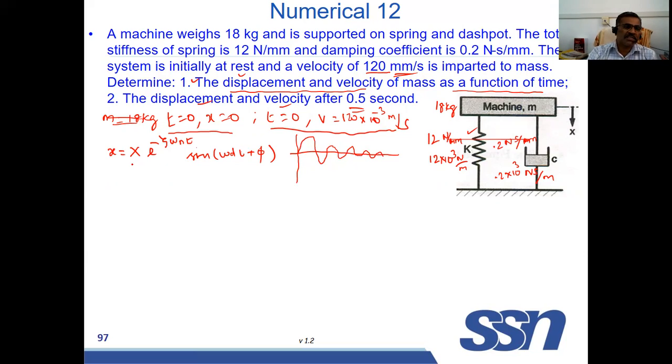So here, what is X? This is the maximum displacement, and this small x is the displacement at any point of time. So small x is a function of time, and capital X is a constant, the maximum value. At any time, if you give the time, you can calculate. So this is the equation.